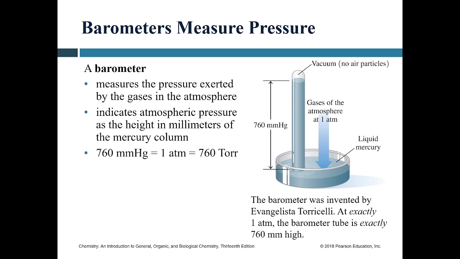And so what you do here is you take a column and put mercury in it, and it has a vacuum on the other side of it, up here. Everybody see that okay? And then you put that down into a pan of mercury. What's going to happen is the atmosphere is going to push down on this pan of mercury, and that's going to force it up the column. Can everybody see it okay?